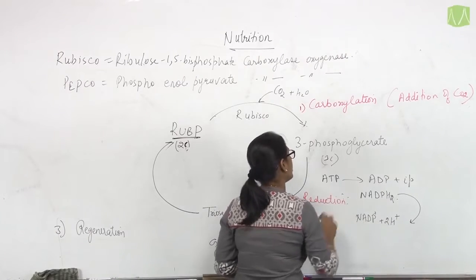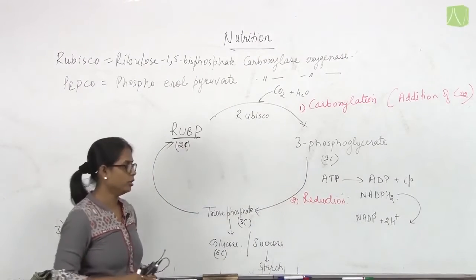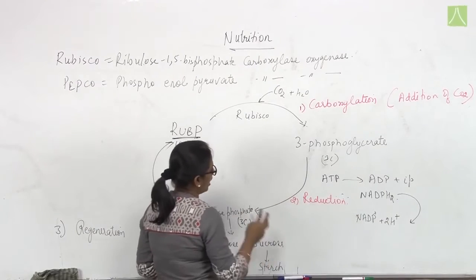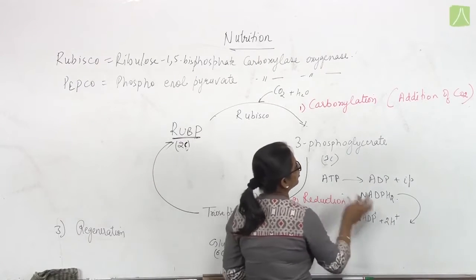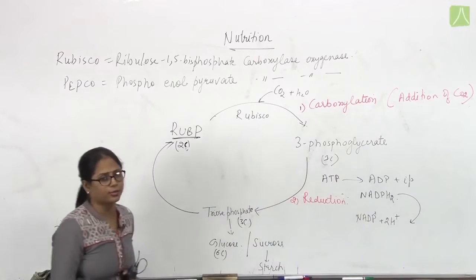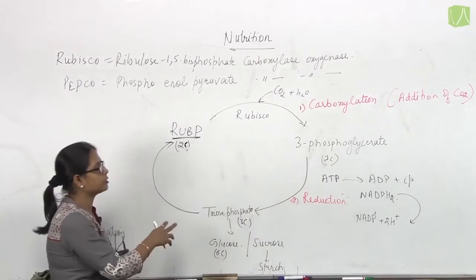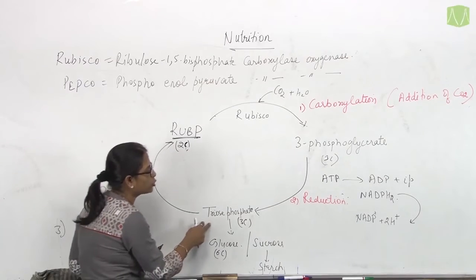Reduction in general chemistry language means the addition of hydrogen. So here the hydrogen is being added, and this hydrogen we are getting from this NADPH2, and this reaction also utilizes some source of energy in the form of ATP. So this reduction step will now form a product, triose phosphate.